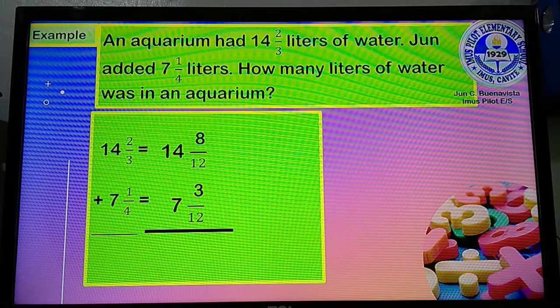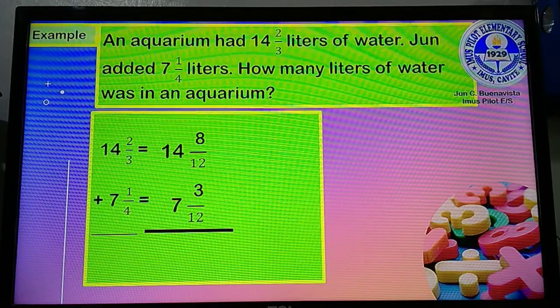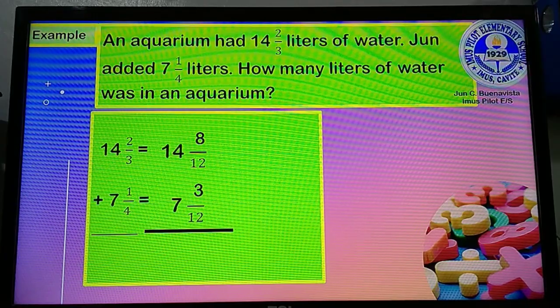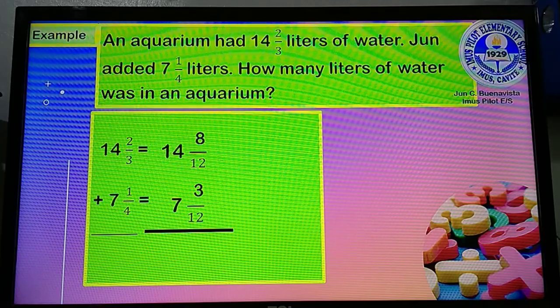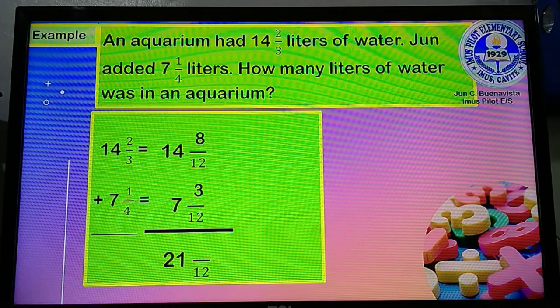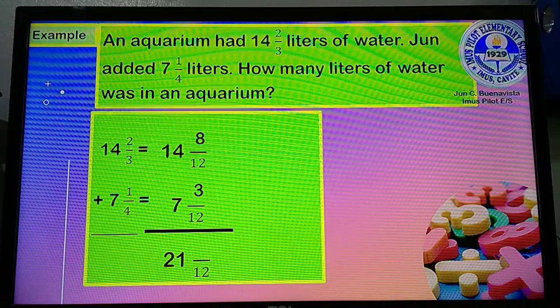So their denominators now are the same. So we can now get the sum. So first, we add the whole numbers. 14 plus 7 equals 21. Then, copy the common denominator, which is 12.